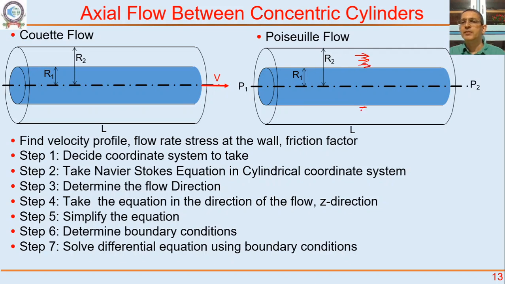Couette flow means I am not applying a pressure gradient, but I am making the inner rod move to the right with a velocity v. So this fluid will get dragged, will get forced along with this cylinder.